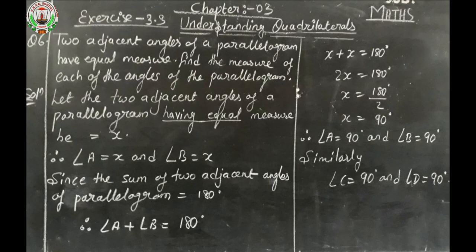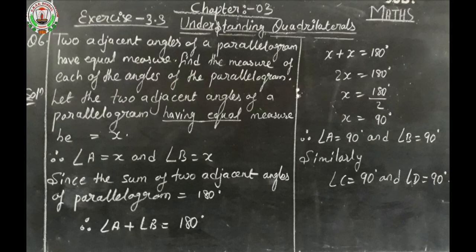Okay, then what is the property of the parallelogram? Since the sum of the two adjacent angles of a parallelogram is equal to 180 degrees, therefore angle A plus angle B is equal to 180 degrees, isn't it? And what is the value of angle A and angle B? Angle A is equal to x, angle B is equal to x. That means x plus x is equal to 180 degrees. Now x plus x is 2x. When we add both the x, it becomes 2x is equal to 180 degrees.